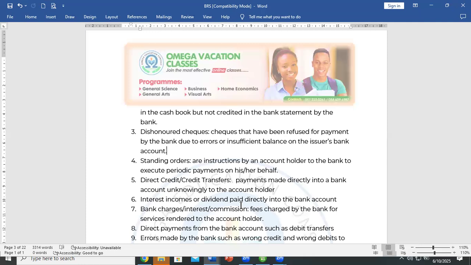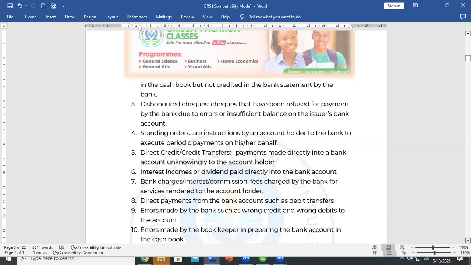Then we have the last one, errors made by the bank. So here, sometimes the bank can make errors. You are going to deposit money into an account, and the teller seated there made a mistake and put it in a different account. Okay. Or somebody is also coming to do a deposit into his account, and then the teller makes a mistake. It ends up in your account. So the bank can make errors. And lastly, errors made by the bookkeeper in preparing the bank account in the cash book. So the person preparing the cash book can also make errors, right?